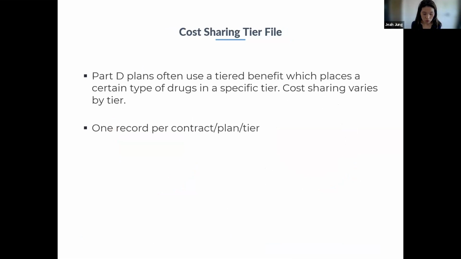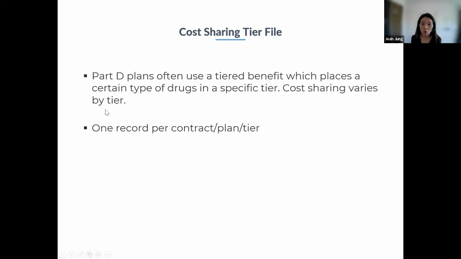So what is a tier? If you think about Medicare standard benefits, it has deductibles and 25% co-insurance, and then the donut hole, which is gone now, and then catastrophic coverage. There's nothing on tiers. So what is a tier? Tiers are a feature of Part D plans. Instead of using the standard benefits, they thought, well, we want to create some tiers and then place specific types of drugs in there.